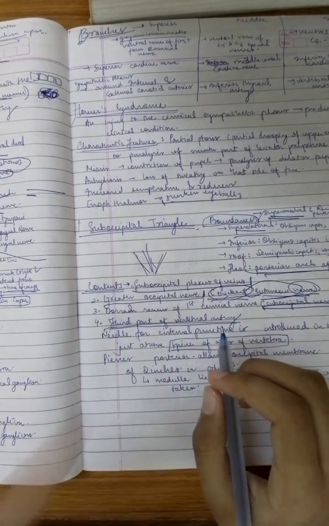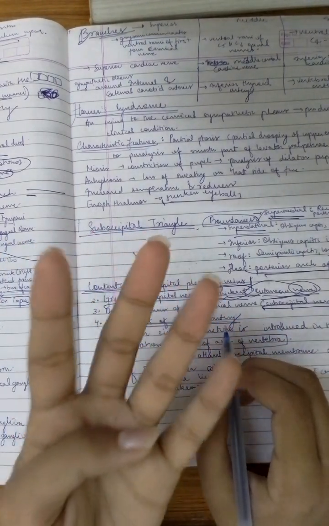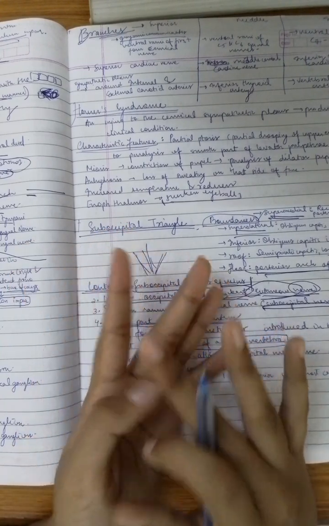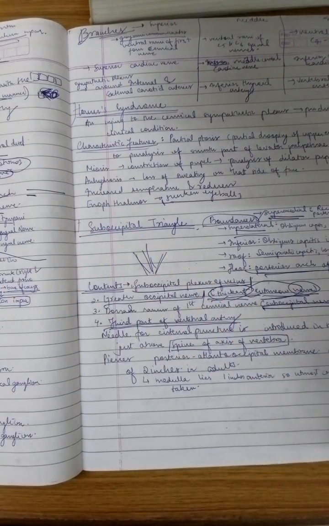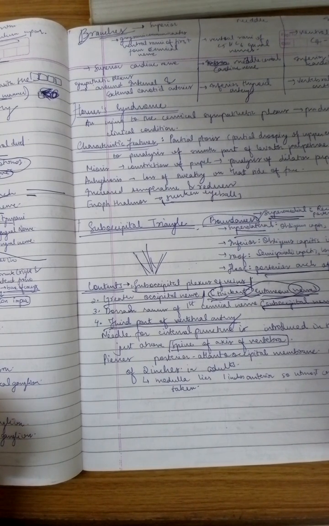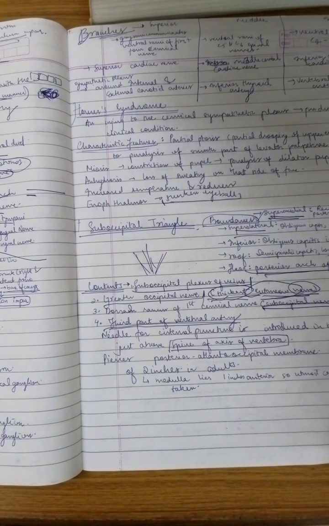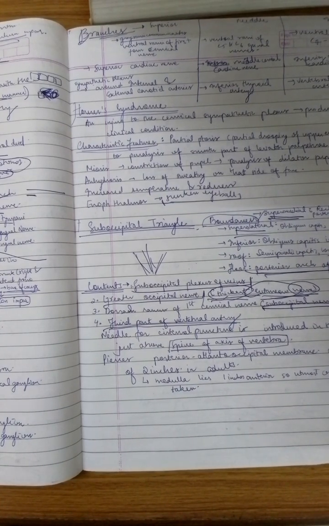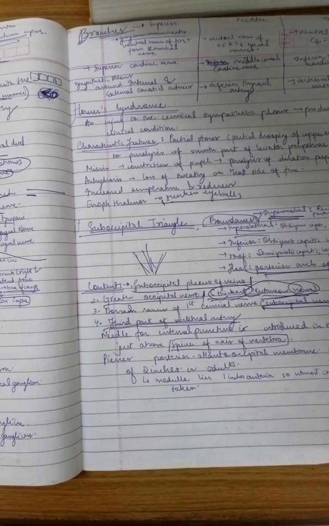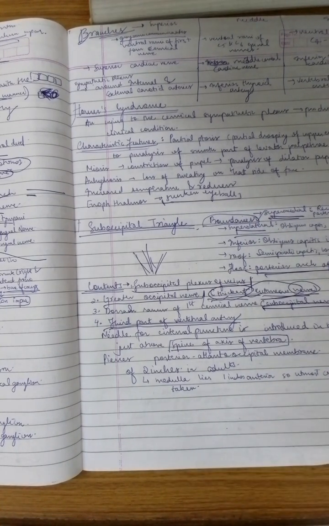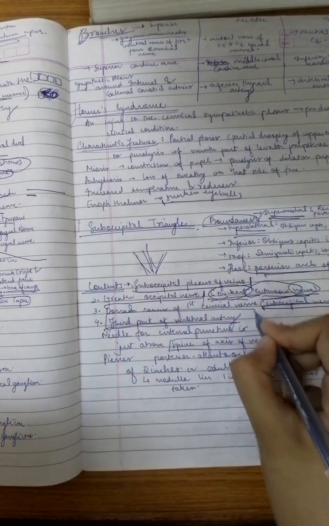So actually, how many parts of vertebral artery are there? 4 parts are there. First, second, third, fourth. After emerging out of the foramen transversarium as the second part, it passes through the atlas vertebra in the groove as the third part, and then it enters the foramen magnum, and after it enters the foramen magnum, it forms the fourth part. So the third part of the vertebral artery lies here.